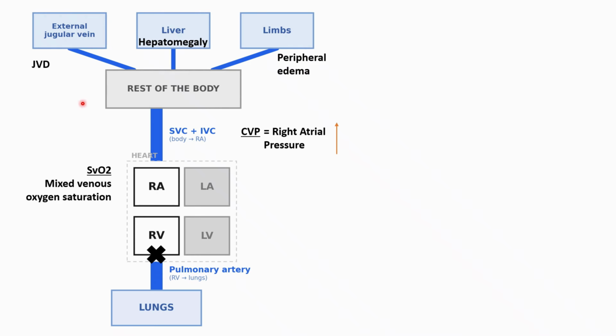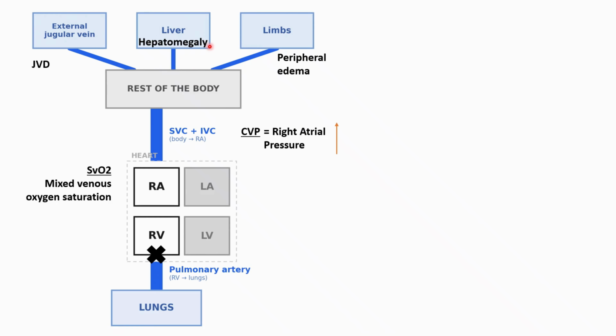There's no JVD. The neck veins are said to be flat. They're said to be normal. Then what would you think? Is it something related to the right side of the heart? No, it's not, because JVD is a telltale sign of right ventricular failure. If you only see hepatomegaly or peripheral edema, it's something beyond the heart, probably something like Budd-Chiari syndrome.